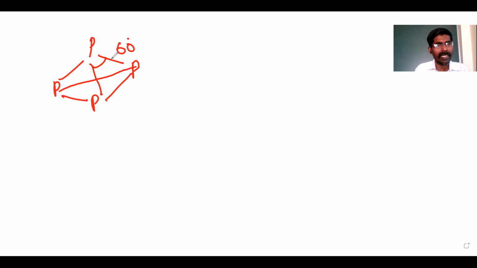Once again, the phosphorus molecule is reacted with alkali, that means sodium hydroxide compound.